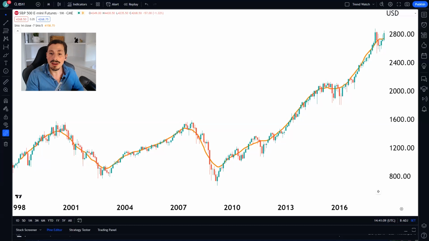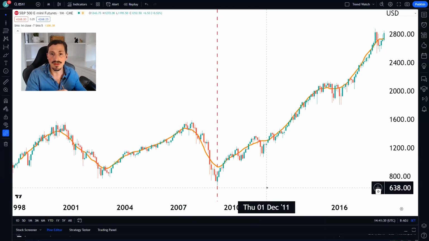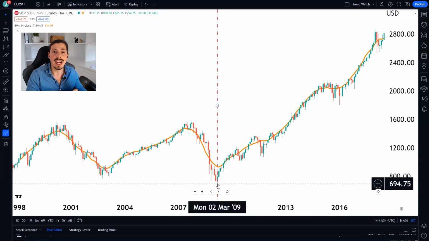So what you're seeing now on the screen is a monthly chart of the S&P 500. Now, most of this lesson is going to be based on the price action after 2008. Going to be after this vertical dashed line, which is the March 2009 low following the 2008 global financial crisis.